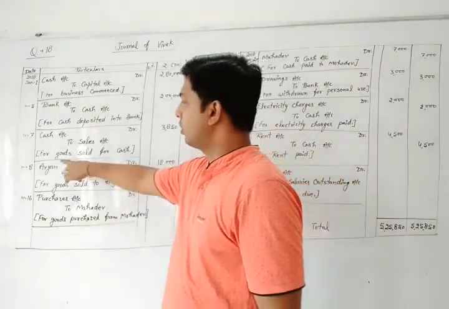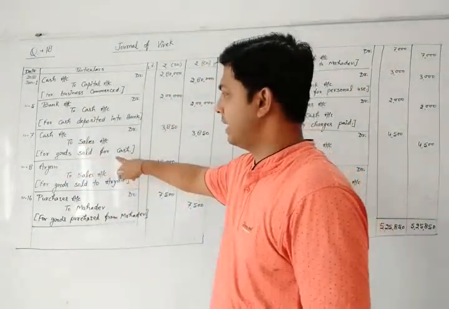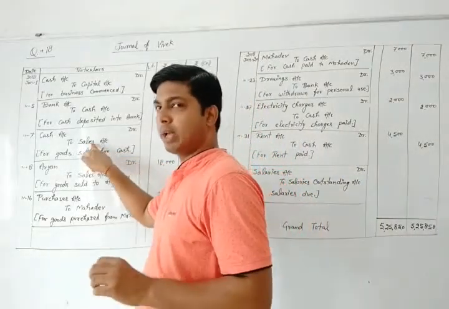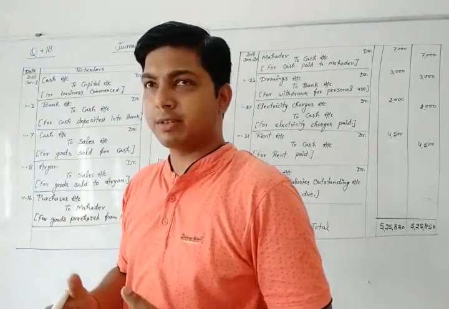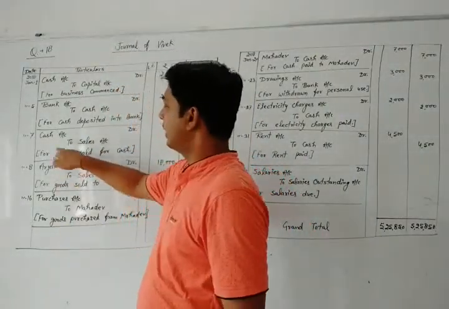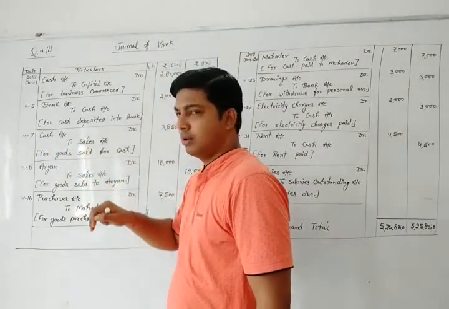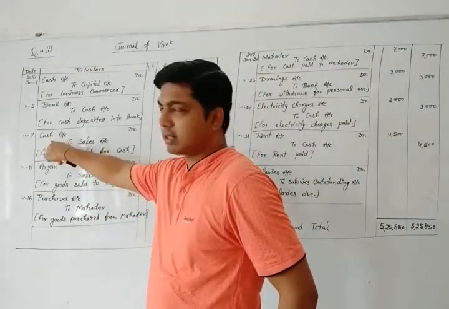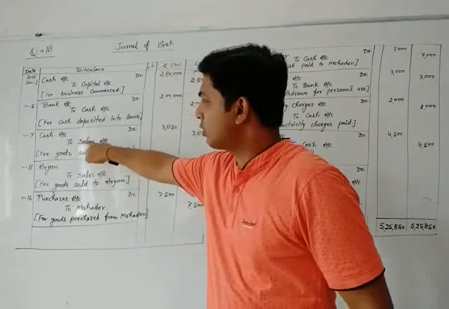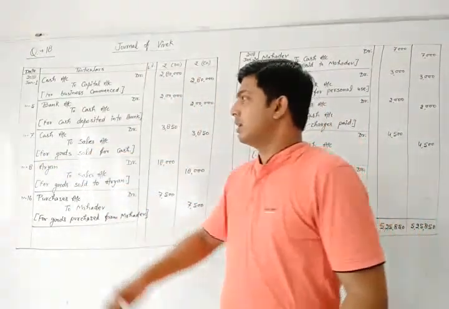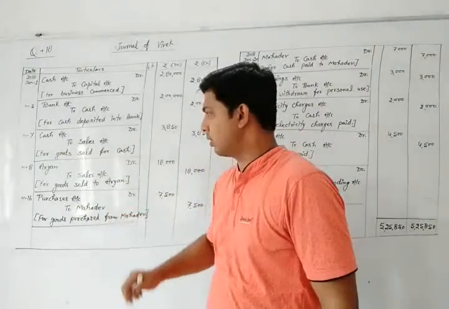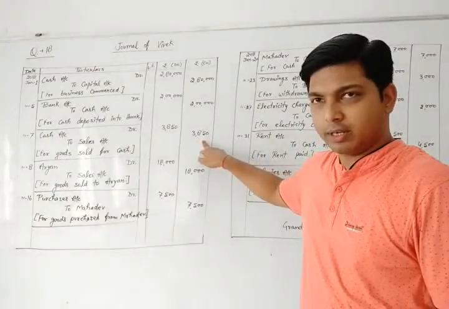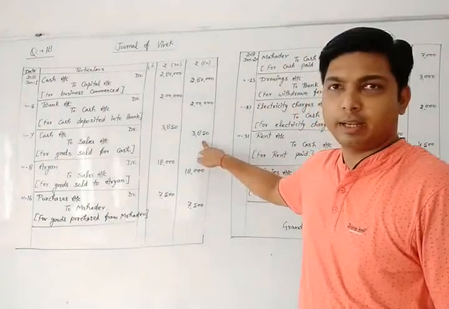Next entry is for goods sold for cash. When goods are sold, the sales account will always be used. In case any goods are sold or purchased, the name of the goods will be replaced with purchases or sales. So here cash account debit to sales account is being represented. Why? Because goods are being sold. It means what comes in business? Cash comes in business. What goes out of the business? Goods go out of the business. So cash account debit to sales account. Narration will be for goods sold for cash. 3,850 amount is debited and the same amount is credited.